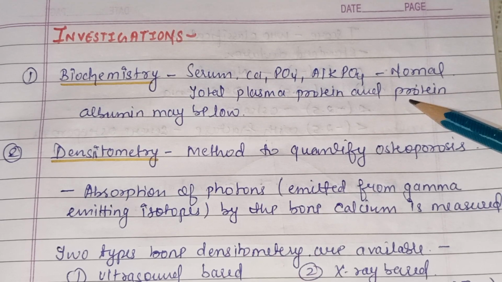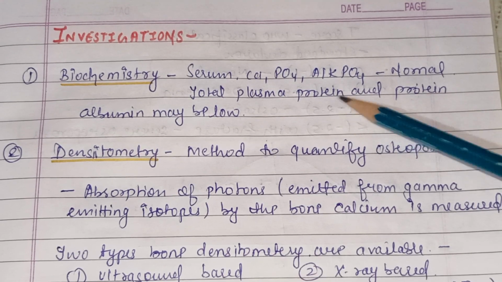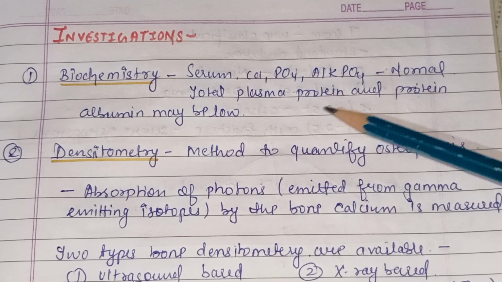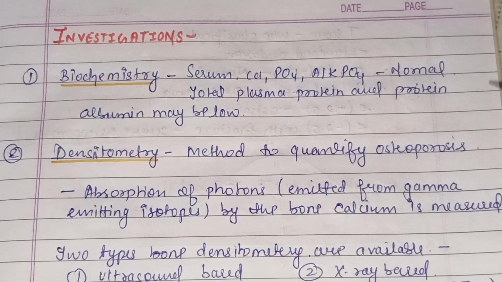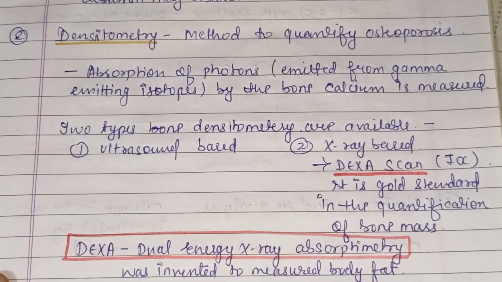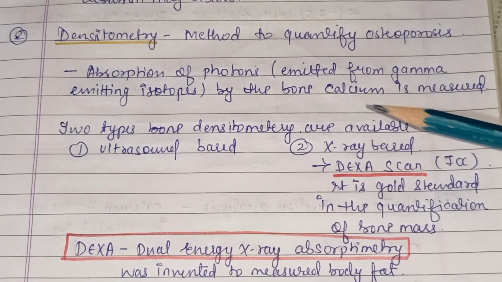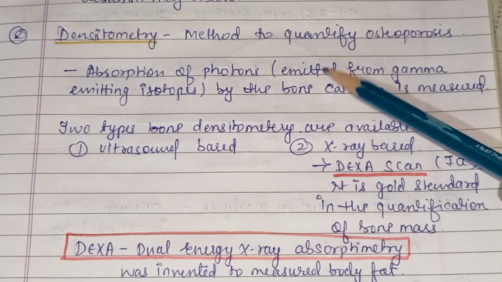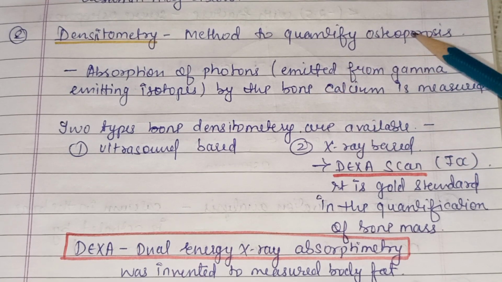We can see protein deficiency as a cause of osteoporosis, which will lead to low albumin and low plasma protein. Another very important investigation is densitometry. This method measures and quantifies the osteoporosis.